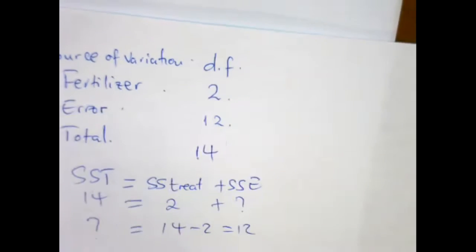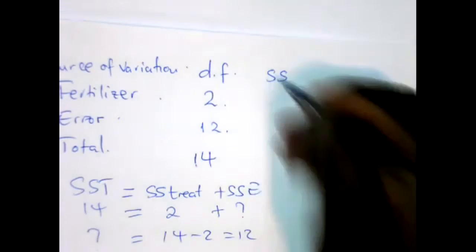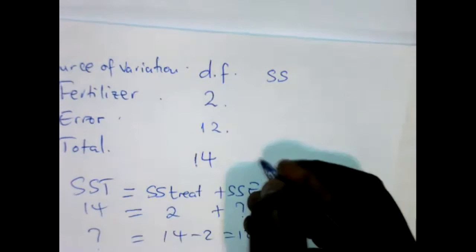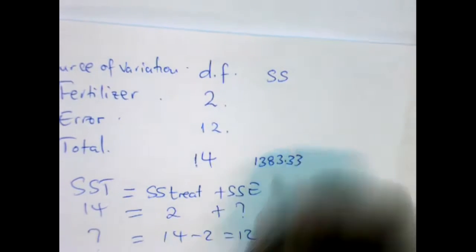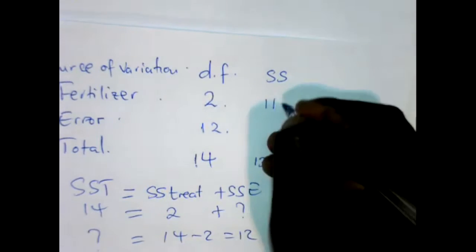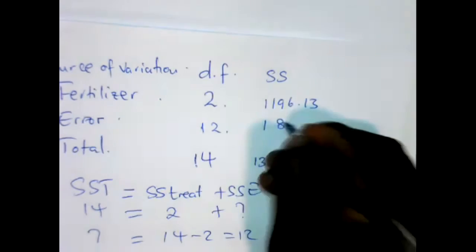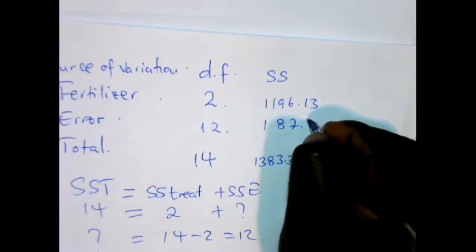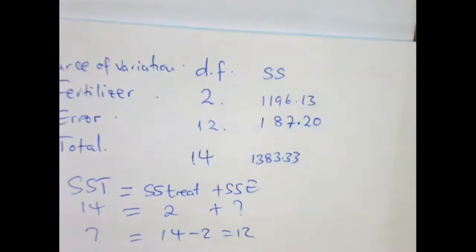Now, with that, we proceed to produce our ANOVA. So we have our sum of squares. The sum of squares is what we've calculated. For the total, we got 1383.33. I can round off to 2 decimal places, there's no problem. So for SS treatment, that is SS fertilizer, we've got 1196.13. Then for SS error, we've got 187.20 when I round off to 2 decimal places. Please take note of my rounding.